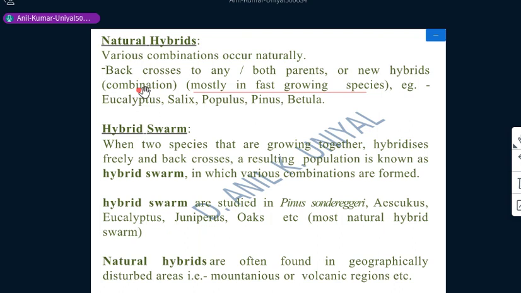Okay, or when they cross among each other, or sometimes back cross to, or sometimes itself also, or other trees, then it will give rise to new or natural hybrids. So this is a simple theory about the hybrids, new natural hybrids or hybrid swarms. I think this is enough for this topic.